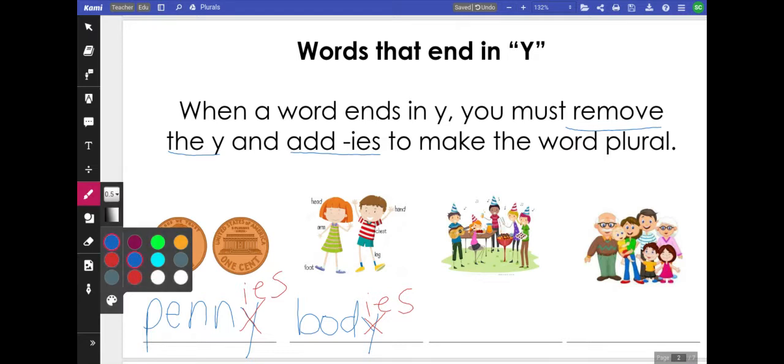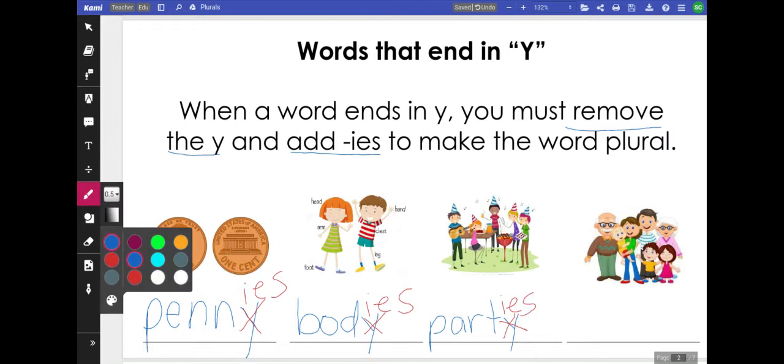Our next word is party. Party. P. And then we know we have the vowel pair with the bossy R to make the R sound. Par. Part. Party. Right? Well, if we want to make it into parties, we have to remove the Y, add IES, and then we have parties.